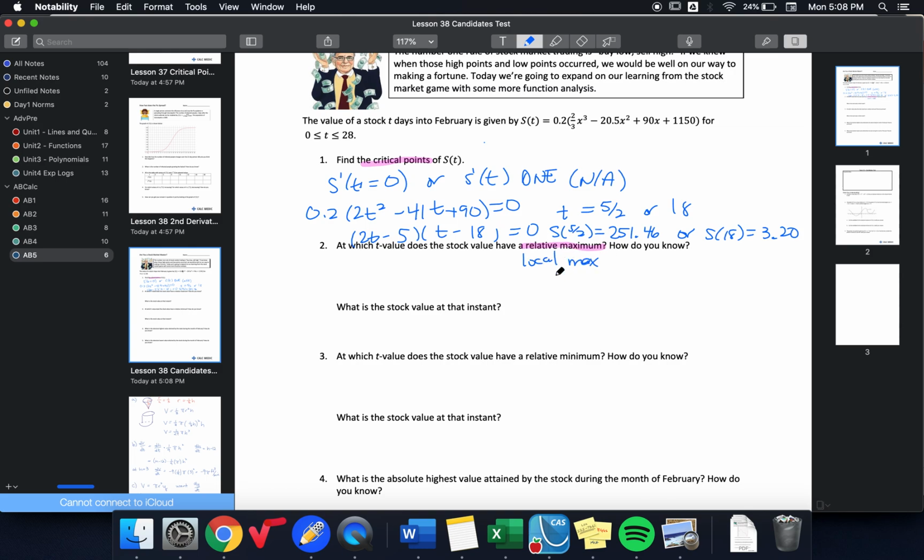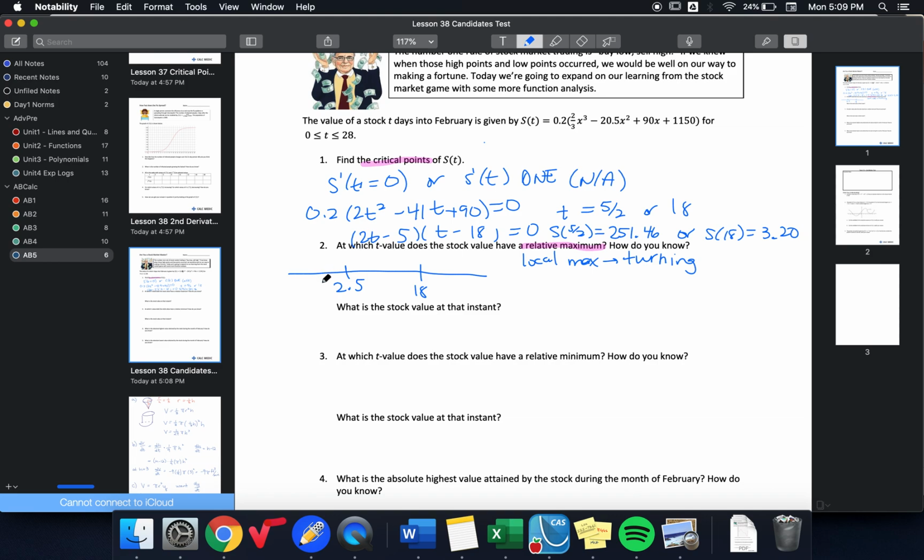And in this scenario, a relative max is coming from a turning point. So for our relative maxes, we're going to look at the critical points. Looking at our critical points, I'm going to take those critical points and put them on a number line. So we had 2.5 as our first t value, 18 as our second.